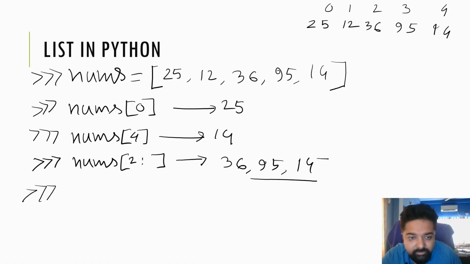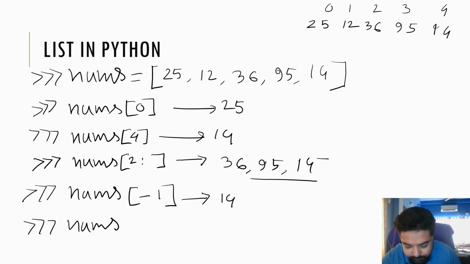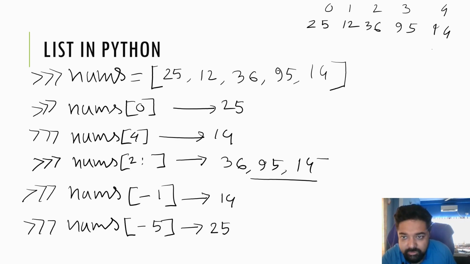And if we do nums -1, it will print 14, right? If you print -5, it will print 25 this way. -1, -2, -3, -4 and -5.